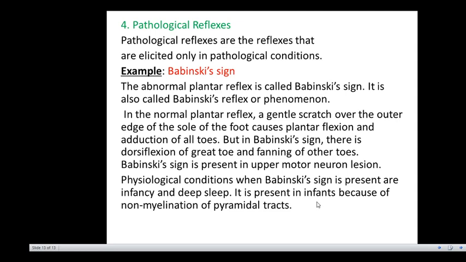Why is it present in infants? Please note down why. Even though Babinski sign is abnormal, it is normal in infants because of the non-myelination of the pyramidal tract. That is a nervous system tract. Myelination is not yet properly developed. We call it non-myelination of the pyramidal tract.